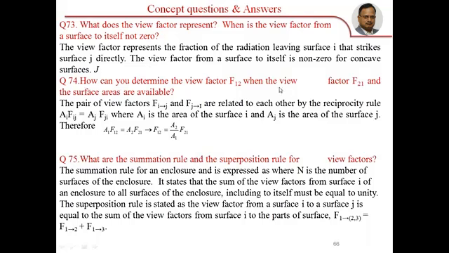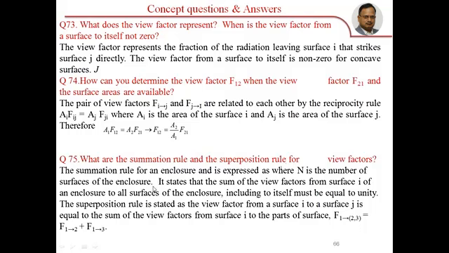How can you determine the view factor F12 when the view factor F21 and the surface areas are available? Using the reciprocity theorem, A1 F12 is equal to A2 F21, you will get F12. What are the summation rule and superposition rule for view factors?